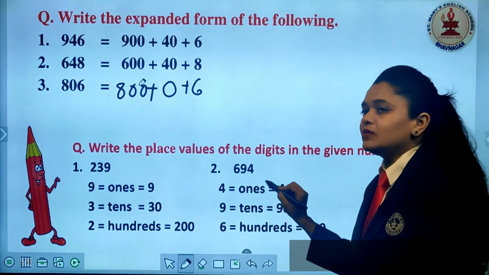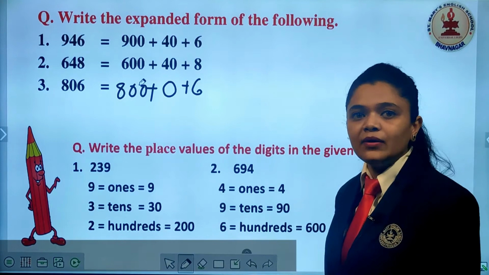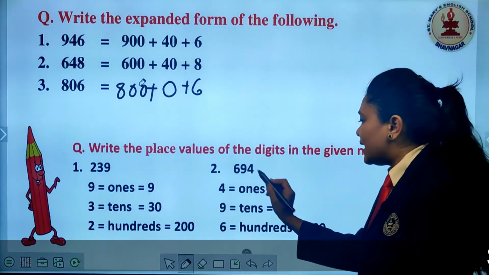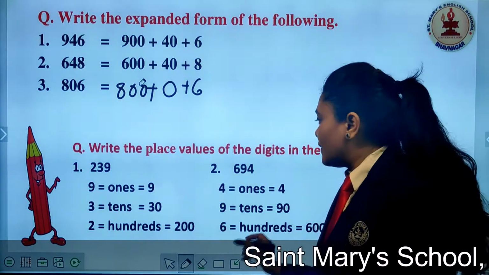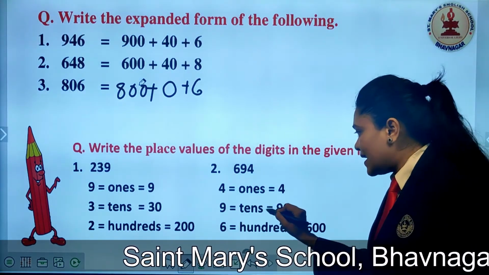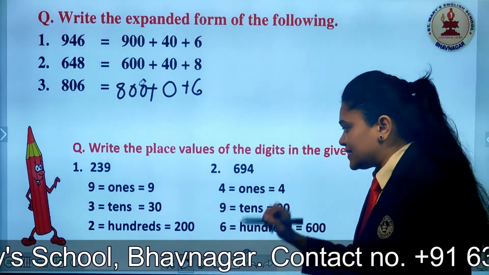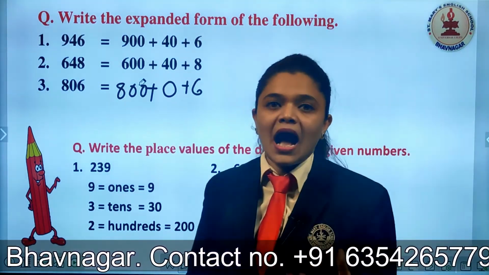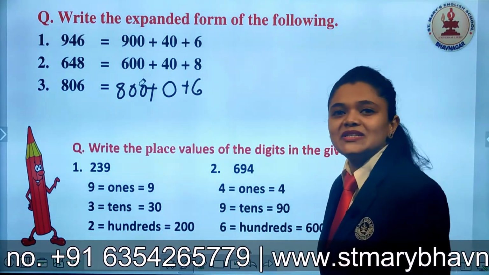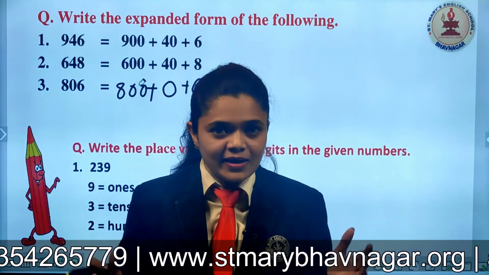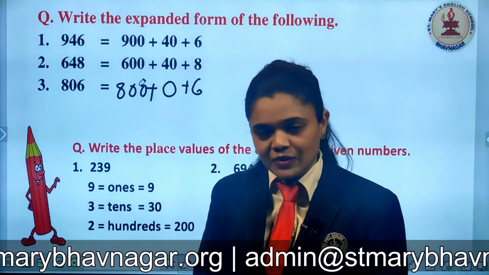So 4 is equal to 1s is equal to 4, because 4 is at the place value of 1s. 9, it is at the place value of 10s. So we will write 9 is equal to 10s is equal to 90. Then we have 6. 6 is at the place value of 100s. So 6 is equal to 100s is equal to 600. Are you all writing with me together? Very good. Now let us proceed.